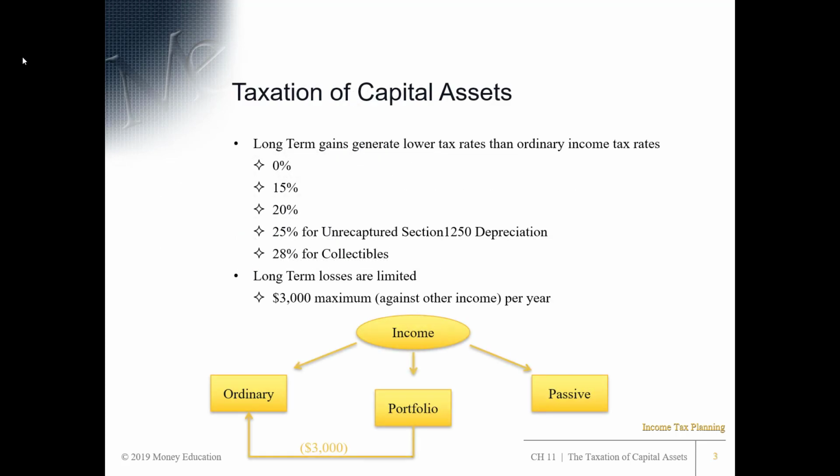Taxation of capital assets. Long-term gains generate a lower tax rate than ordinary income taxes, which could be 0, 15, 20, 25% for recapture on 1250, and 28% for collectibles. Long-term losses are limited to a maximum of $3,000 against other income per year, but carry forward indefinitely.